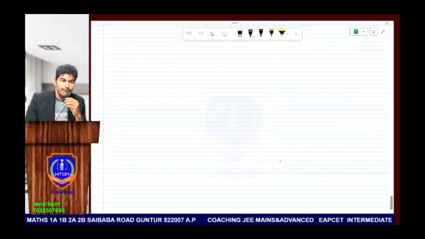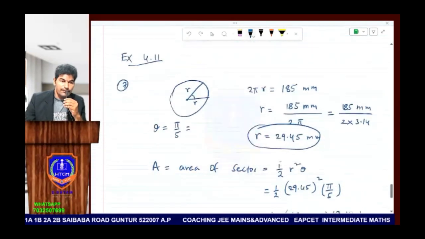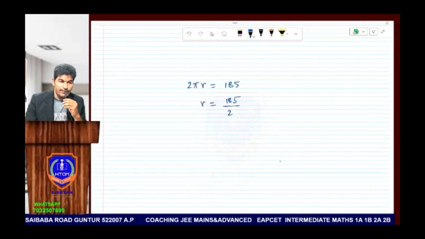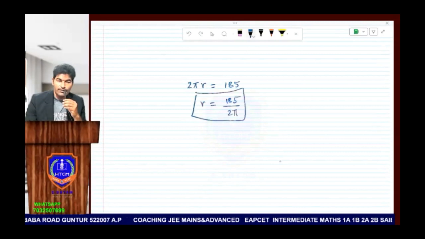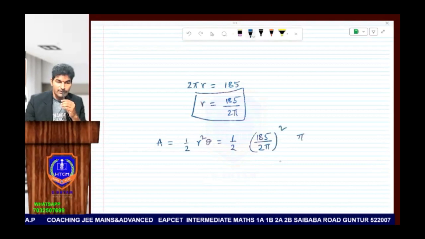Okay, first thing, 2 pi r is equal to how much he gave you? 185. Yes, 185. r will be how much? 185 by 2 pi. So keep that the same. Don't calculate by taking pi value as 3.14 or something. Don't do that. Keep that same. And tell me A equals how much? You know that half r square theta, right? So 1 by 2, r square means how much? 185 divided by 2 pi whole square, and theta is pi by 5.